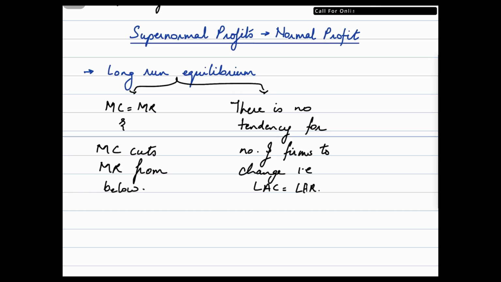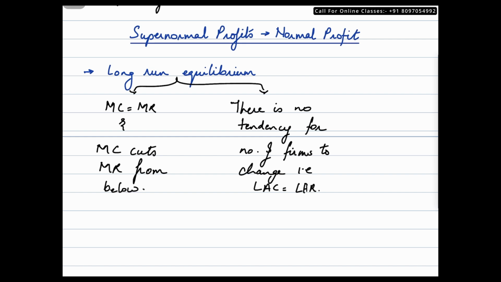So now when we talk about long run equilibrium, we have to have two important conditions. The first condition is the condition for profit maximization, which is marginal cost equals marginal revenue and marginal cost cuts marginal revenue from below. The second condition to satisfy for a long run equilibrium is that there is no tendency for any change to happen in the number of firms operating in the industry. Alright, that means in the long run, average costs will be equal to average revenue.